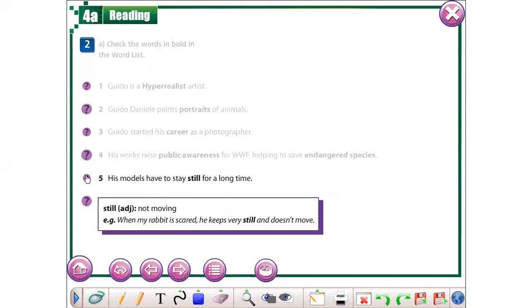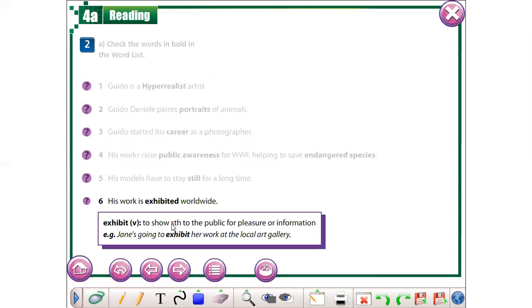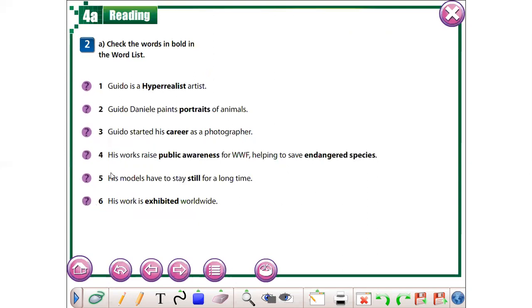Okay. Now let's see. Number 5, his model had to stay still for a long time. In other words, his model was not moving. Still means not moving. So his model had to not move for a long time. 6, his work is exhibited worldwide. Let's check the meaning of exhibit. To show something to the public for pleasure or information, okay? Let's go to the next part after checking the meanings of these words.